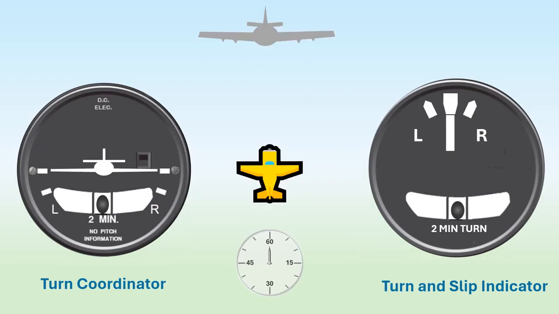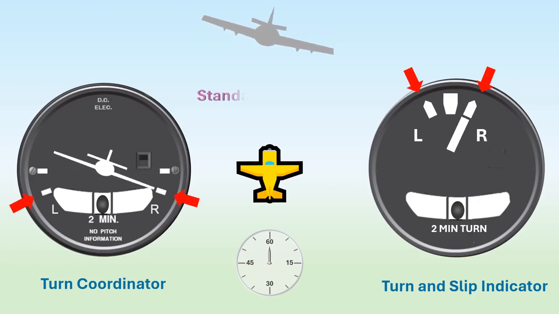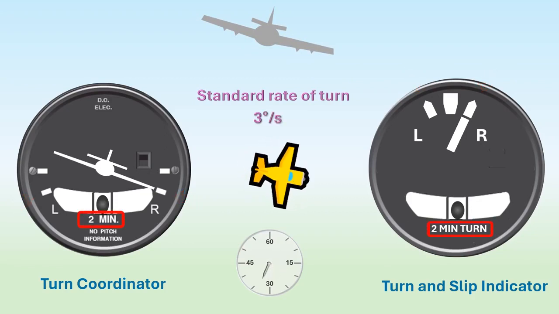These side marks are standard rate turn markers. By aligning the needle or the wingtip of the mini airplane with one of these marks, you are turning at a rate of 3 degrees per second. A full circle is completed in 2 minutes, as stated underneath the inclinometer. If it indicates otherwise, then the markers will signify a different rate of turn.